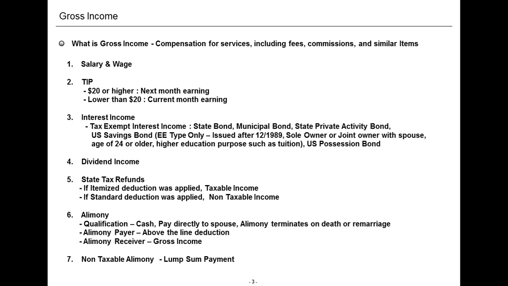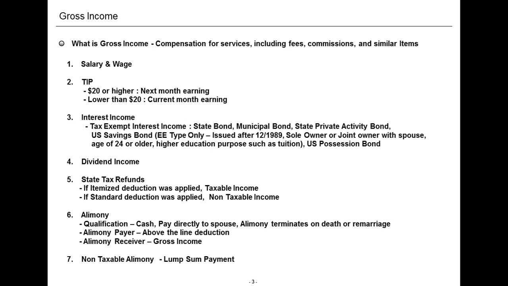But not all state tax refunds are gross income. Let's say if you applied itemized deduction for your previous year's tax return and you get a state tax refund, that's taxable income. But if you applied standard deduction for your previous year's tax filing, the state tax refund will be non-taxable income. So make sure you know what deduction you used for your tax filing, because the tax refund can be taxable or not taxable depending on what type of deduction method you used.